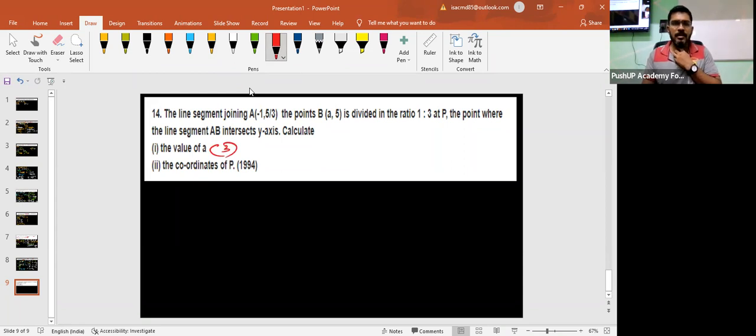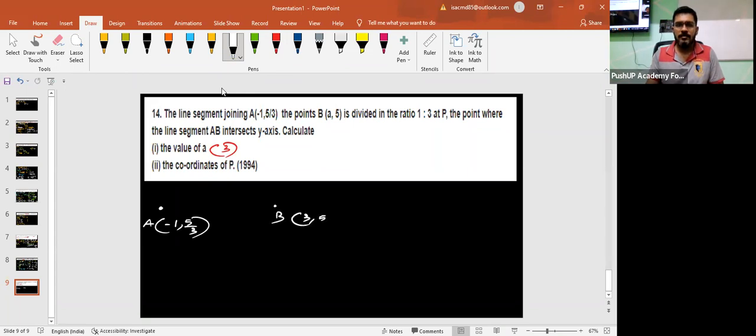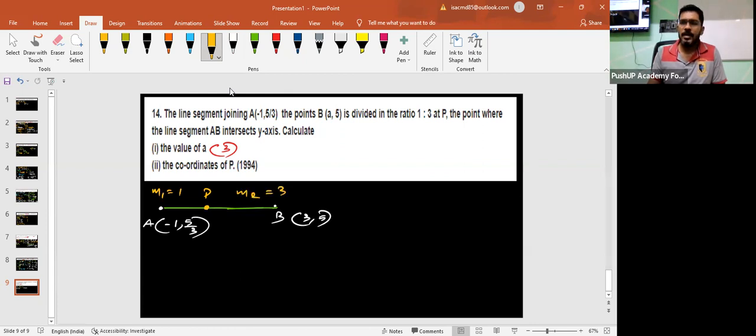Now they are asking you to find the coordinates of P. Let me draw the diagram. Coordinates of A is what? -1, 5 by 3. Coordinates of B is what? 3, 5. Since you said A is 3, I am writing it as 3, 5. Now, it's divided in the ratio 1:3. That means there is a point P lying over here, which is dividing this line segment AB in the ratio 1:3. They are asking you to find the coordinates of point P.